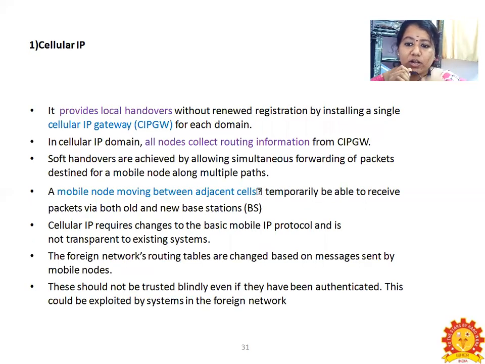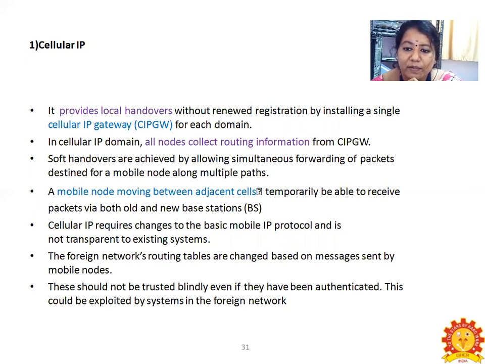Now first is Cellular IP. It provides a local handover without renewing the registration by installing a single Cellular IP gateway for each domain. In a Cellular IP domain, all the nodes collect the routing information from the CIP gateway. Soft handover is achieved by allowing simultaneous forwarding of packets destined for a mobile node along multiple paths. A mobile node moving between adjacent cells is temporarily able to receive the packets via both the old as well as the new base stations.